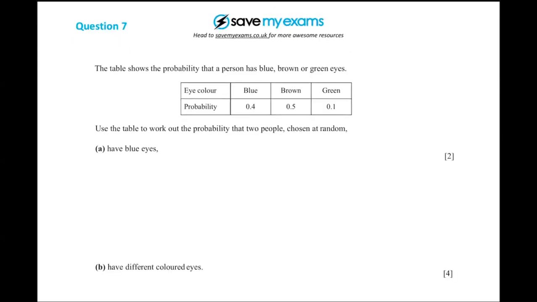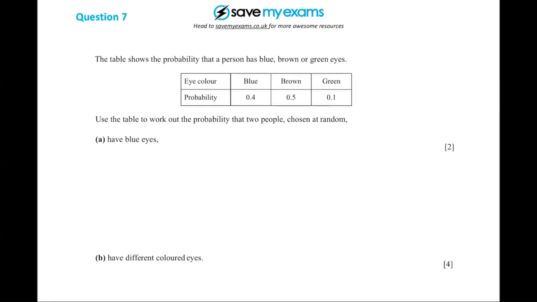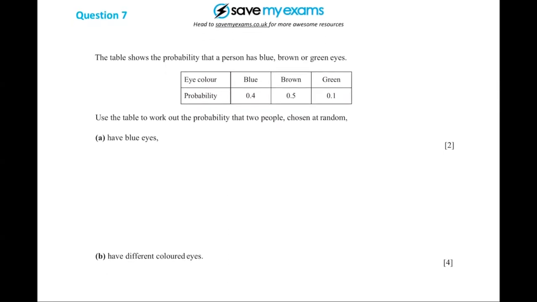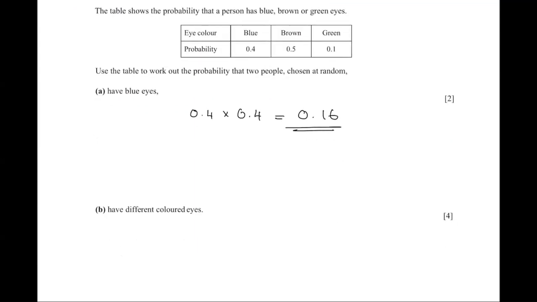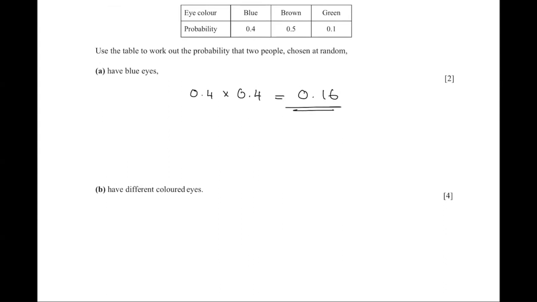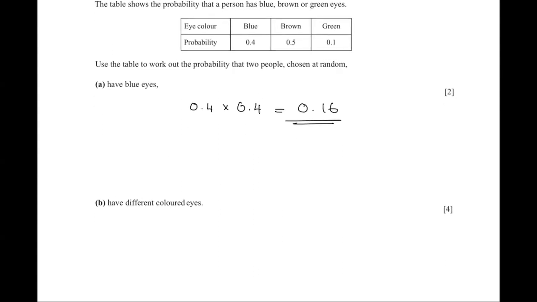Question 7. Table shows the probability that the person has blue, brown, or green eyes. Use the table to work out the probability that 2 people chosen at random have blue eyes. 0.4 multiplied by 0.4, 0.16. Have different colored eyes, these 2 people.